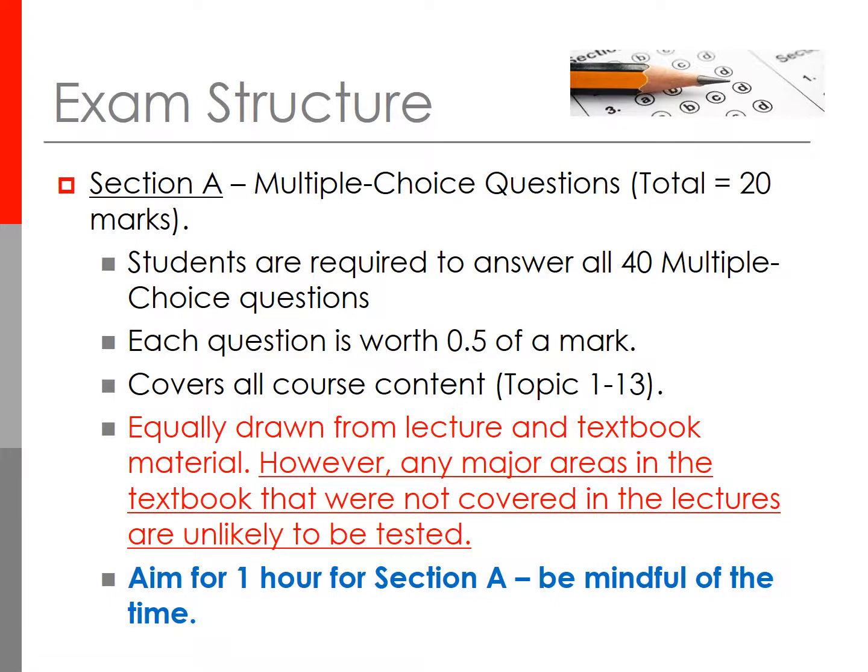The exam structure. Section A is multiple choice questions, a total of 20 marks. So students are required to answer all 40 multiple choice questions, and each question is worth half a mark. So this covers the entire course content from topics 1 to 13. The information is equally drawn from lecture and textbook material. However, any major areas in the textbook that were not covered in the lectures are unlikely to be tested. Aim for 1 hour for part A and be mindful of the time.